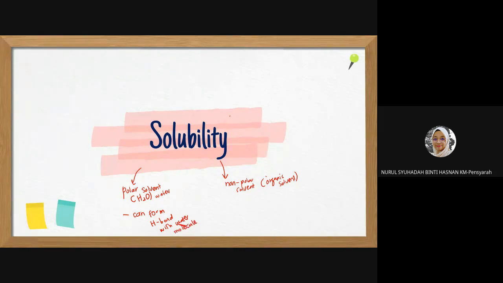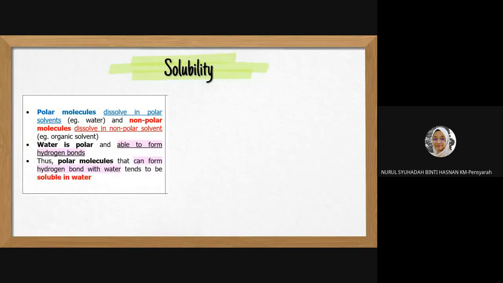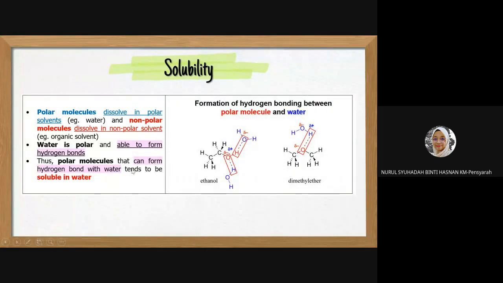Okay, so kalau awak punya molekul tu boleh form hydrogen bond with water molecule, maksudnya dia boleh soluble in water. Okay, jadi dekat sini, so polar molecule dissolve in polar solvent and non-polar molecule dissolve in non-polar solvent. So ini adalah syarat untuk solubility. So water is polar molecule and able to form hydrogen bond. Thus, polar molecule that can form hydrogen bond with water tends to be soluble in water.